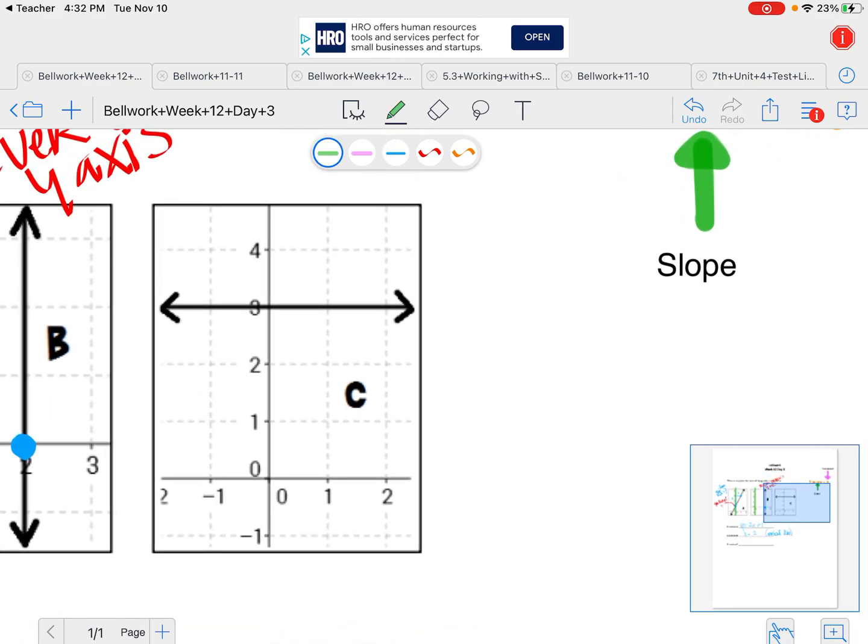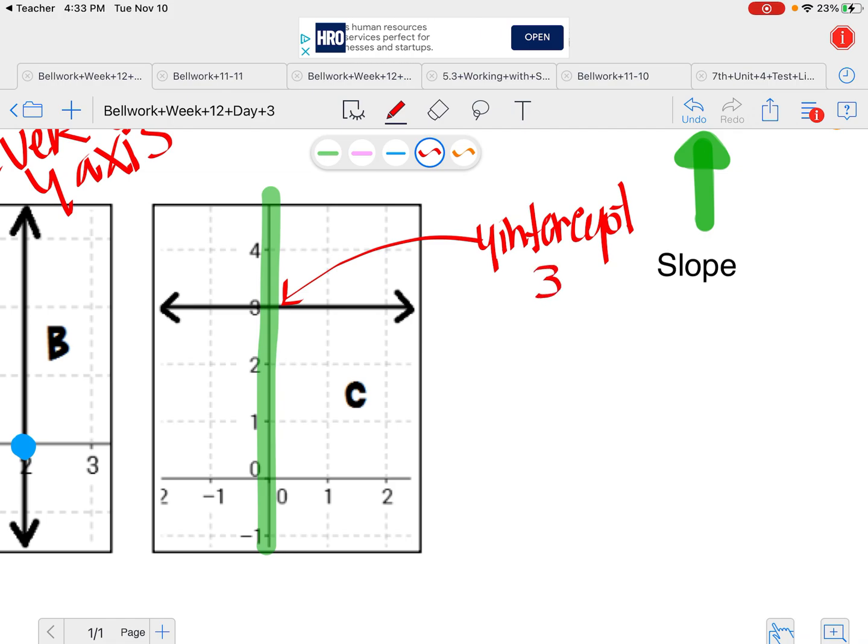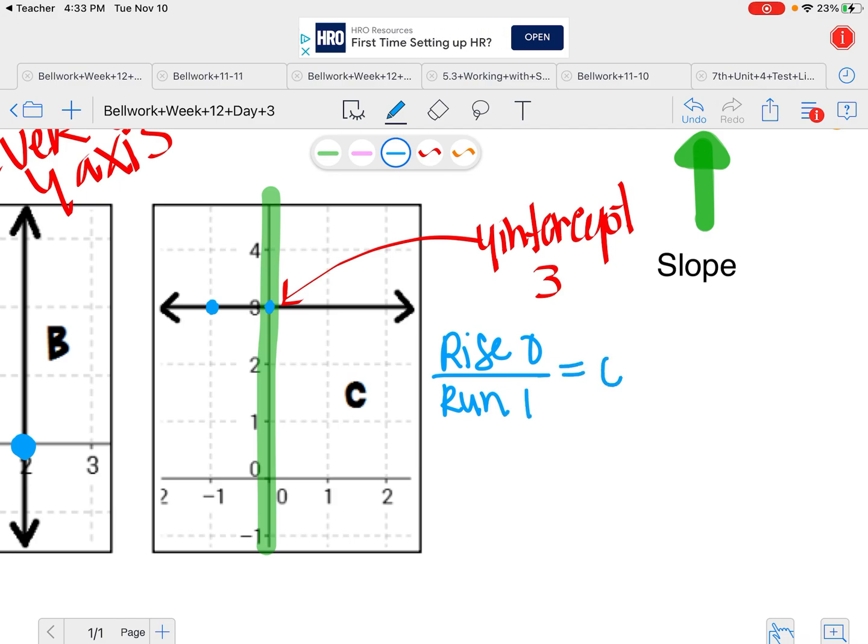Graph C, this is a horizontal line. We've got our y-axis right here. If I look and see where it crosses the y-axis to get our y-intercept, this crosses at +3. I could pick points along the line. It doesn't go up or down at all. It just goes sideways. So this one has a rise of 0 and a run of 1. 0 divided by 1 is 0.